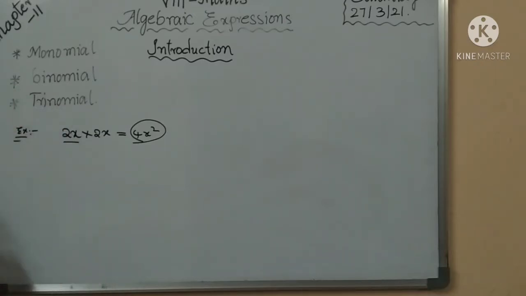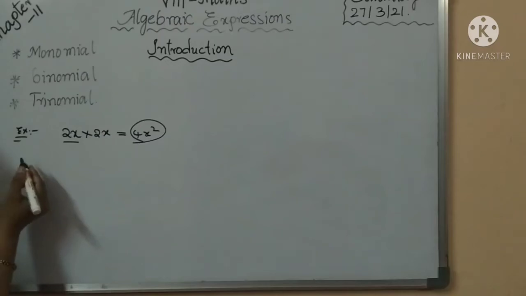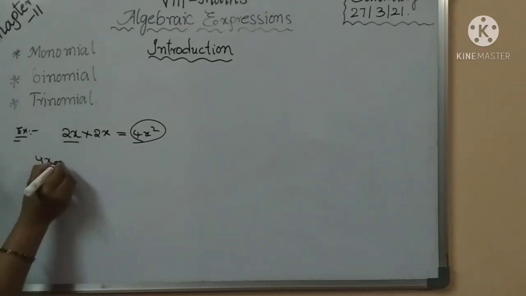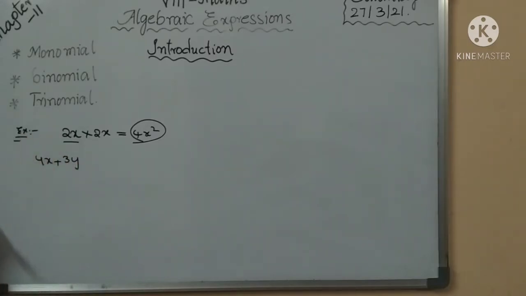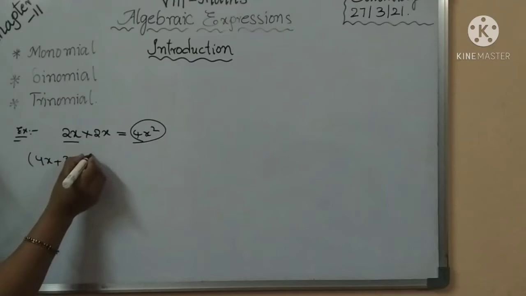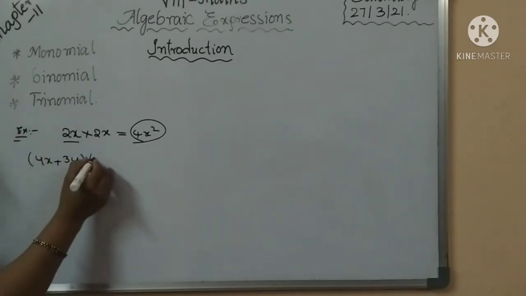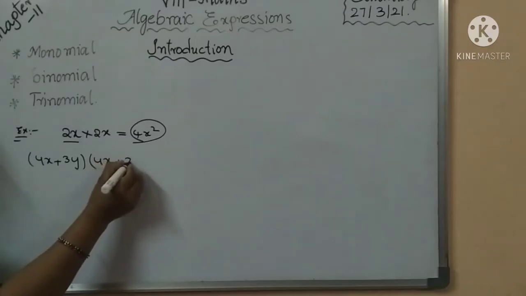Okay, next, binomial. Multiply the polynomial by a monomial: multiply every term of the polynomial by the monomial. For example, binomial. Binomial means we take two terms. For example, 4x plus 3y into 4x plus 3y. Here two terms, and the product of the two terms.